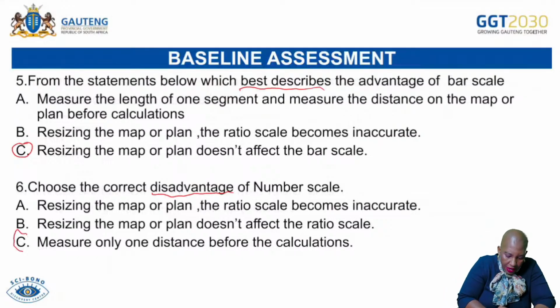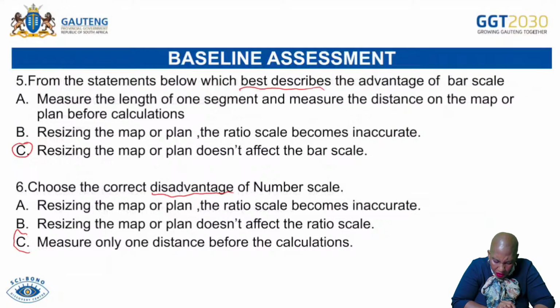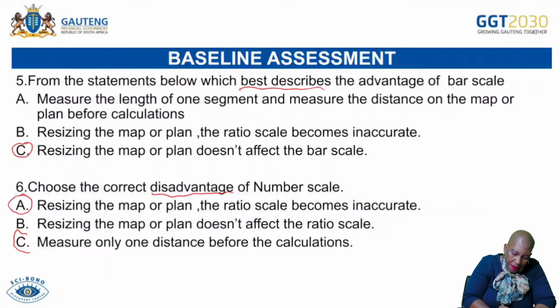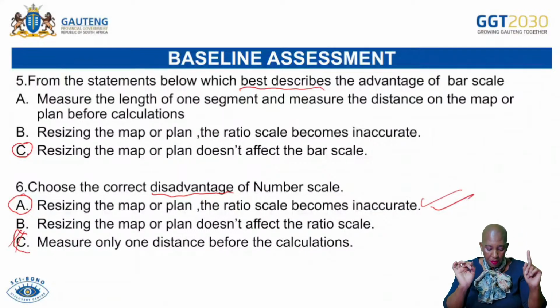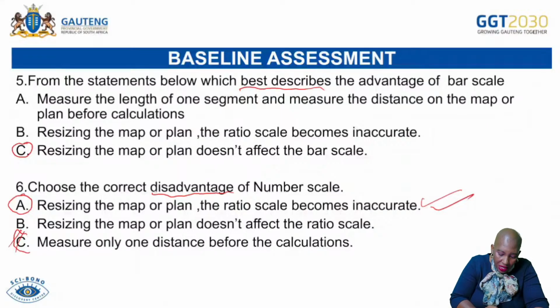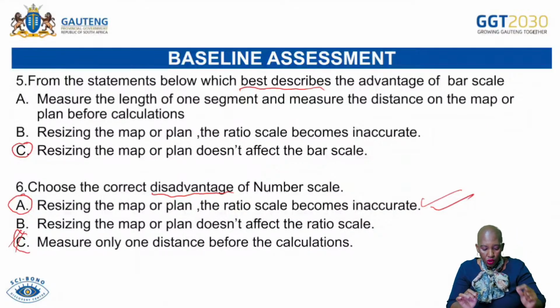Is it C, measure only? No. Is it B, resizing the map or plan doesn't affect the ratio scale? No. Resizing the map or plan, the ratio scale becomes inaccurate. Yes, the correct answer is number A, not number C. And boys and girls, you must remember, here we are talking about the disadvantage. That's what we are talking about.